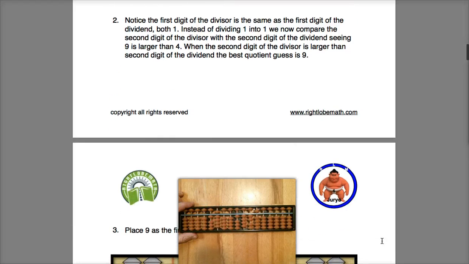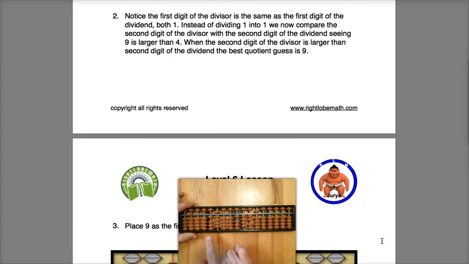Okay, so the first thing I need to notice is that my first divisor digit is a 1 and my first dividend digit is a 1. And instead of dividing 1 by 1, I'm going to compare the second divisor digit 9 to the second dividend digit 4. And when the divisor digit is larger than the dividend digit, turns out 9 is a good first guess.